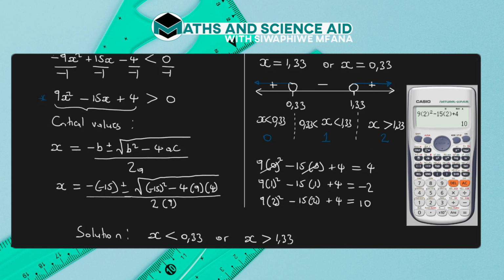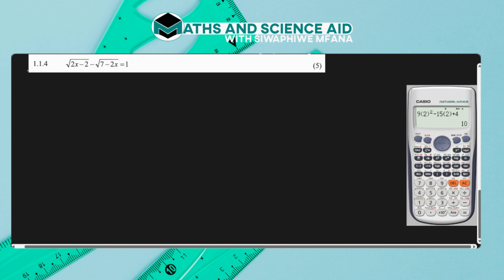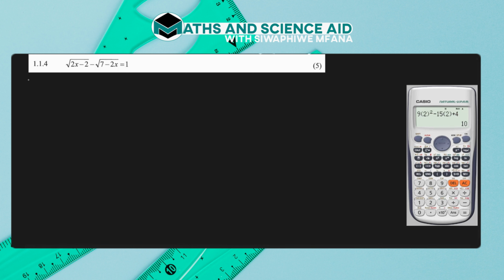Okay, so let us now move on to the last question, which is 1.1.4. So let's finish strong with the most interesting question. Okay, so in 1.1.4, we have the square root of 2x minus 2 minus the square root of 7 minus 2x is equal to 1. All right, so how can we work this one out?